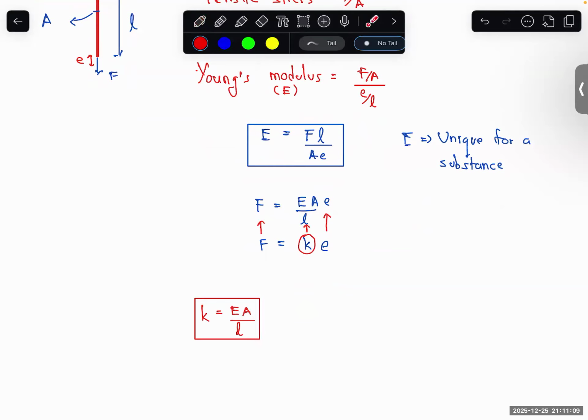We told about the factors affecting K. We told A affects, L affects, and the nature of the substance affects. So all three are included in this. So this is the exact equation for K. So now you know what will happen to K when you change A or L or E. Okay, this is a question case.